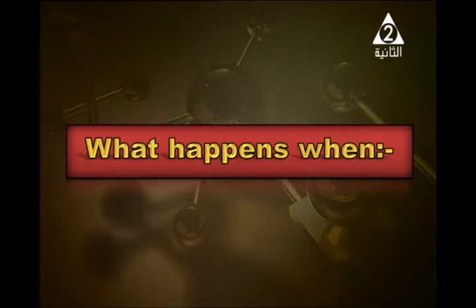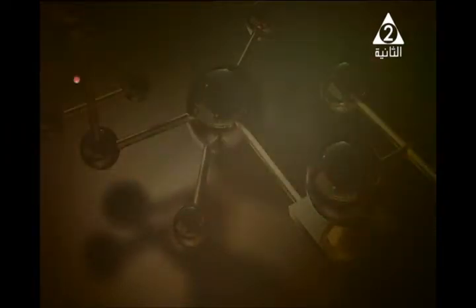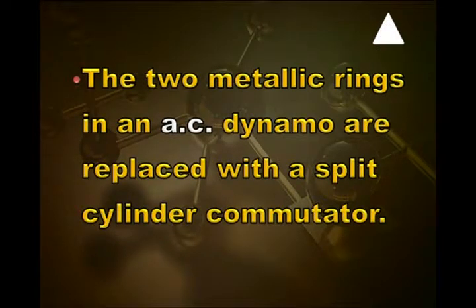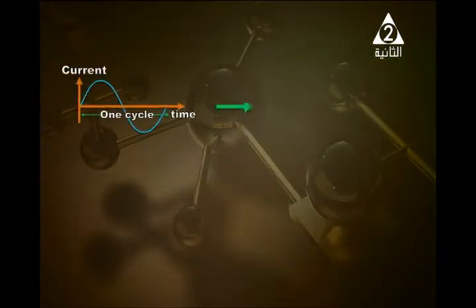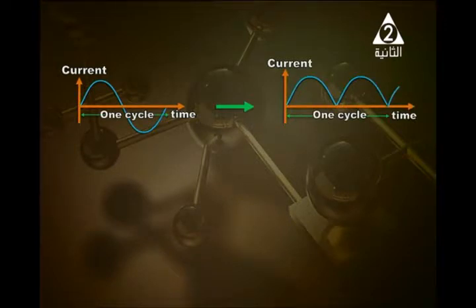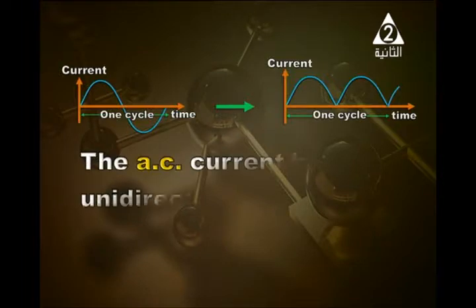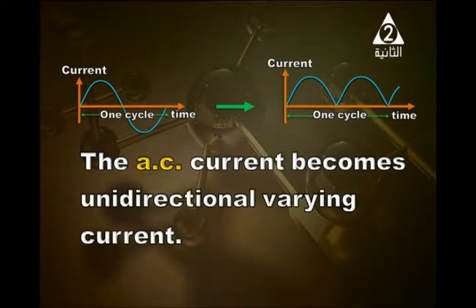What happens when the two metallic rings in an AC dynamo are replaced with a split cylinder commutator? The two metallic rings are replaced with a commutator. The current changes from AC current into unidirectional pulsating current. So the AC current becomes unidirectional varying current.